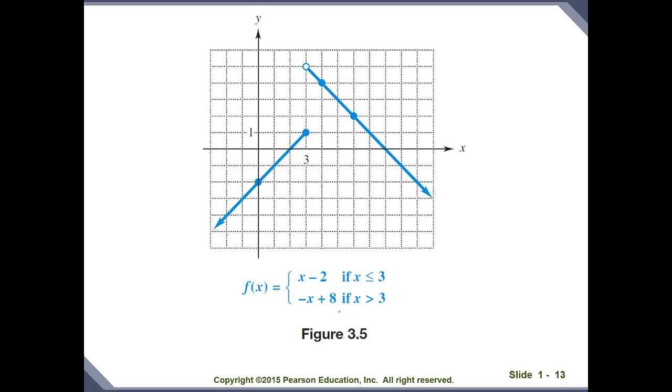When x is greater than 3, we multiply x by negative 1 and we add 8 to it, and that's what this other part of the graph shows. Notice here we have an open circle because 3 is not part of the function here. 3 is down here, it's not up here.